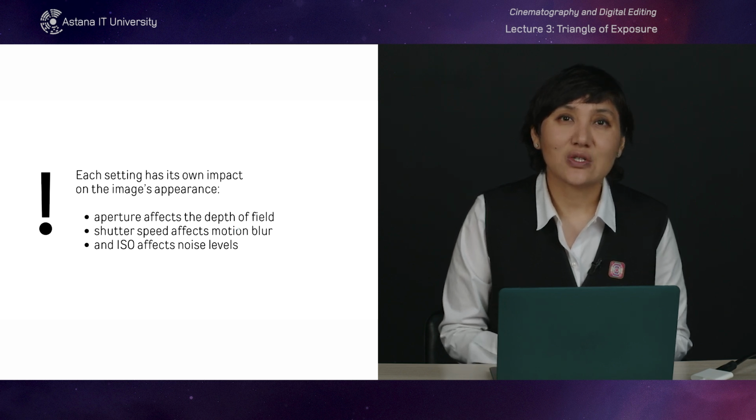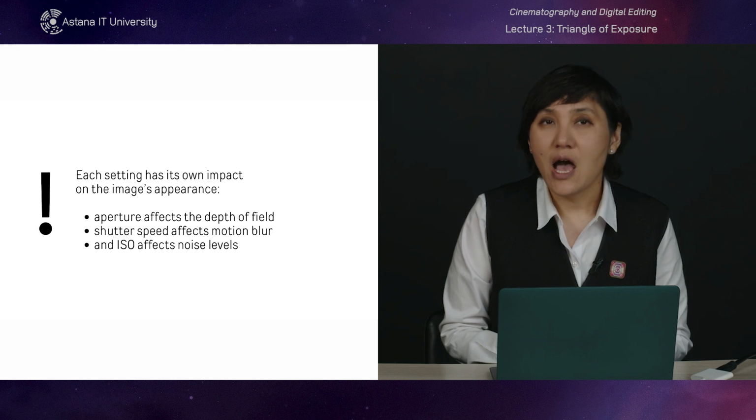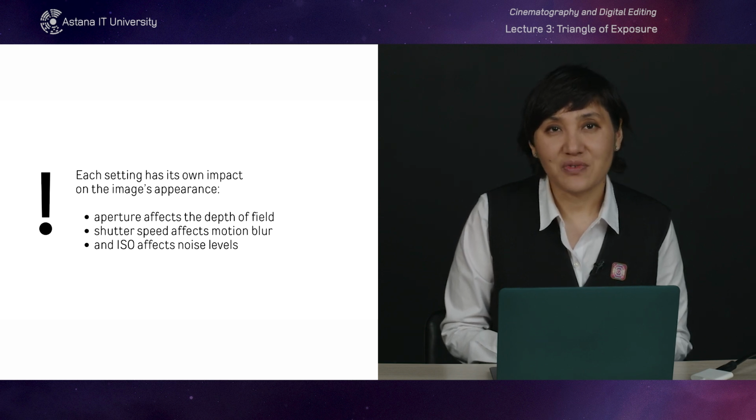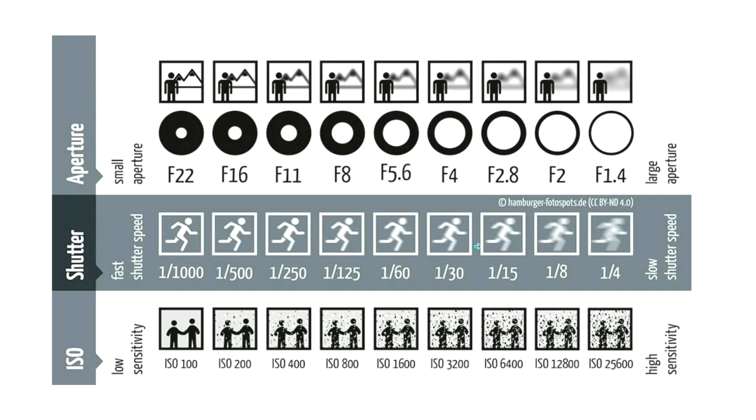Each setting has its own impact on the image appearance. Aperture affects depth of field. Shutter speed affects motion blur, and ISO affects noise level or grain level. Finding the right balance between these three settings is a matter of understanding both the technical and creative aspects of photography or cinematography. In challenging lighting conditions, you may need to prioritize one aspect, such as maintaining a fast shutter speed to avoid motion blur, and adjust the other settings accordingly.